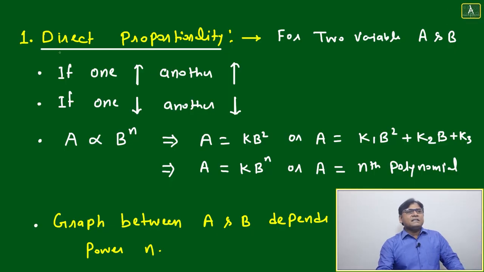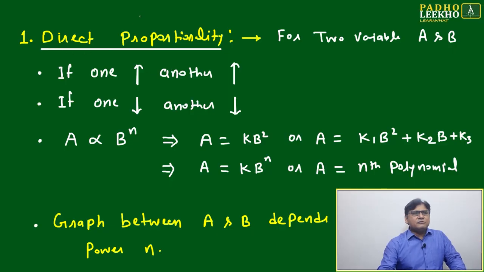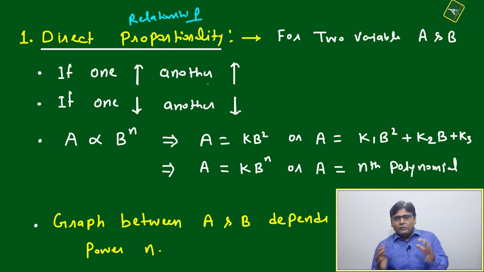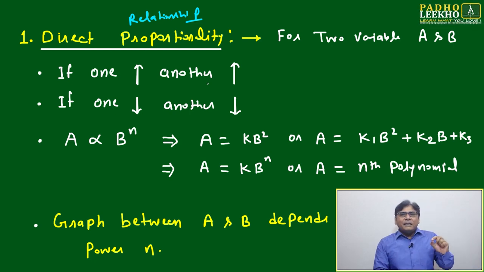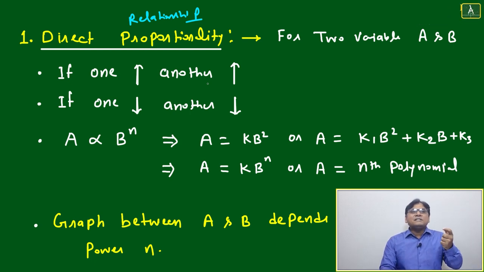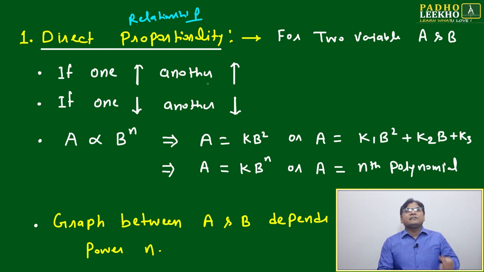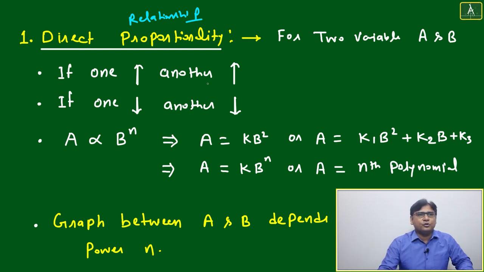Proportionality. First thing, what is direct proportionality? Sometimes we can say it is a relationship also. There is no need to confuse. As a common word, it is a relationship. Direct relationship, inverse relationship. But if exactly the relationship is defined based on a certain condition, then it is called direct proportion. Just we'll go through. There is no need to worry.